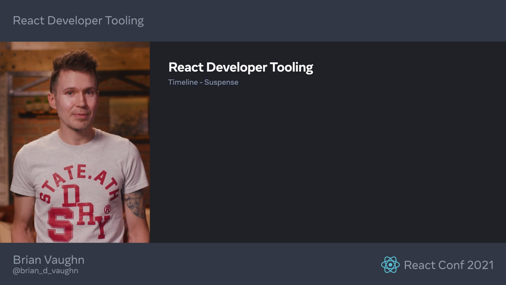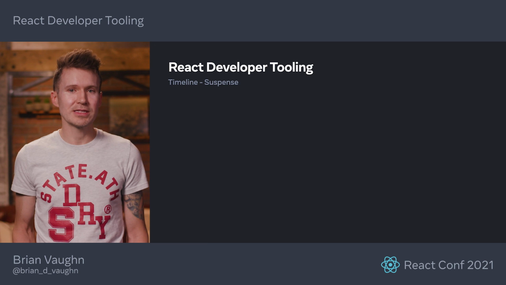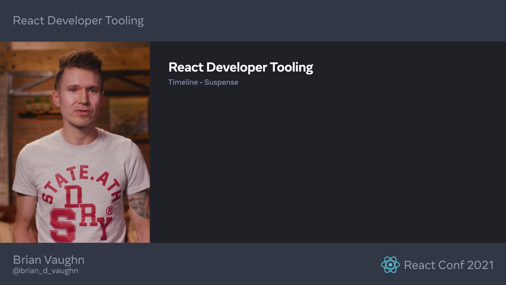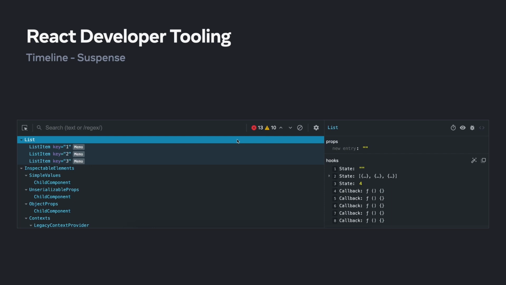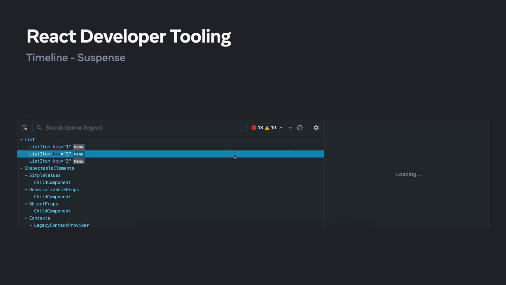Let's talk about another upcoming React API called Suspense. Suspense is a way for components to tell React that they need to wait for something before they can finish rendering. We'll take a look at an app that uses Suspense in the Timeline tool. In this case, we're going to profile the DevTools extension itself. When you select a component for inspection in DevTools, it uses Suspense to wait for the component's state and other information to be fetched.